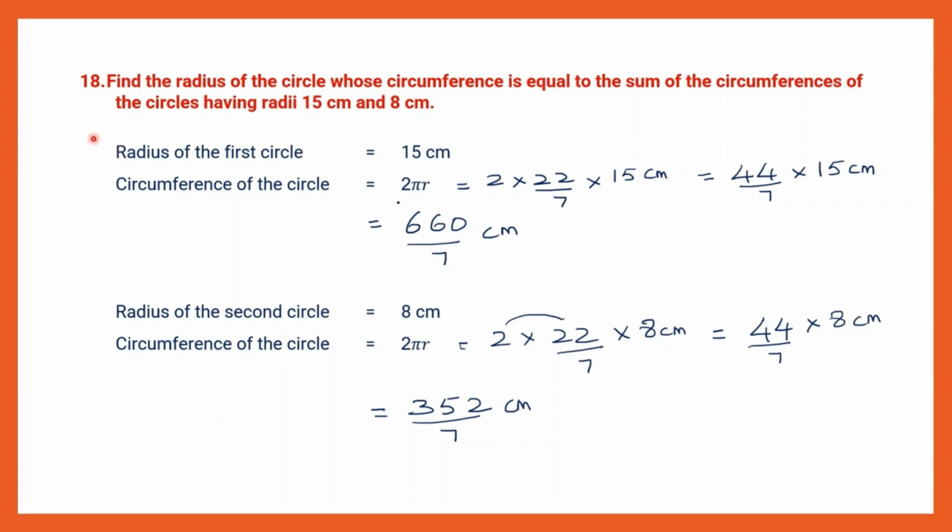Now let's go back to the question. The question says, find the radius of one circle. Which circle is that? Whose circumference is equal to the sum of the circumferences of these two circles. So now what do we have to do? We have to find the sum of the circumferences of these two circles, and that is equal to the circumference of another circle. Okay, so now we've got 660 by 7 and 352 by 7.